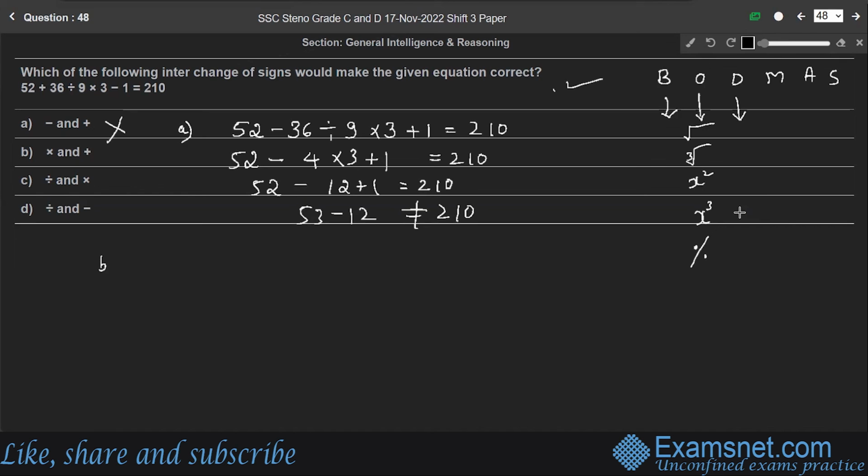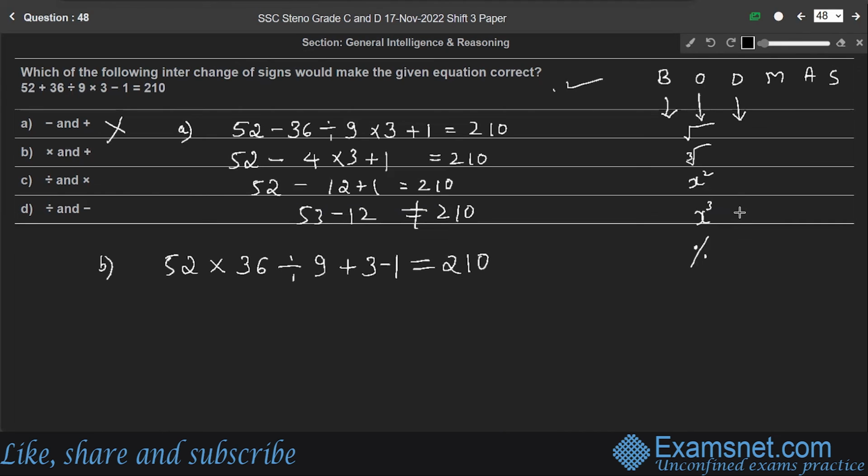So we'll go for option B, by interchanging into and plus. The given equation becomes 52 plus 36 becomes into 36, divided by 9 into 3 becomes plus 3 minus 1, right? It should be equal to 210.